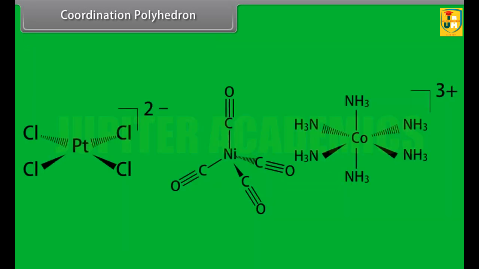For example, square planar polyhedra are observed in [PtCl4]2-, tetrahedral polyhedra are observed in [Ni(CO)4], and octahedral polyhedra are observed in [Co(NH3)6]3+.